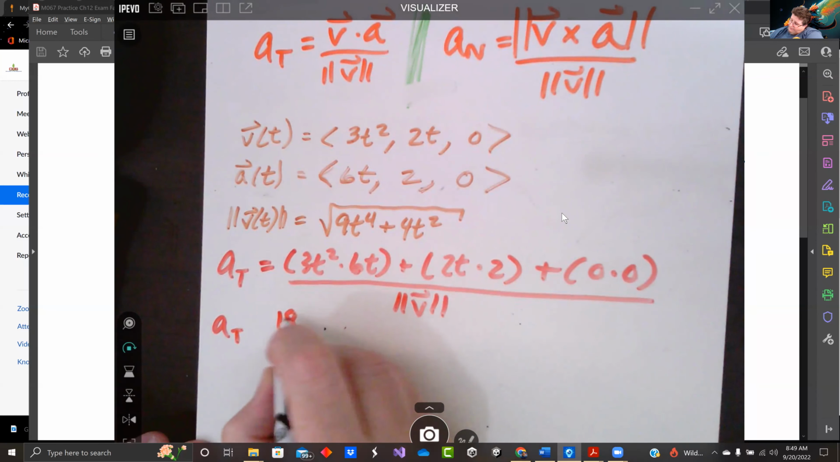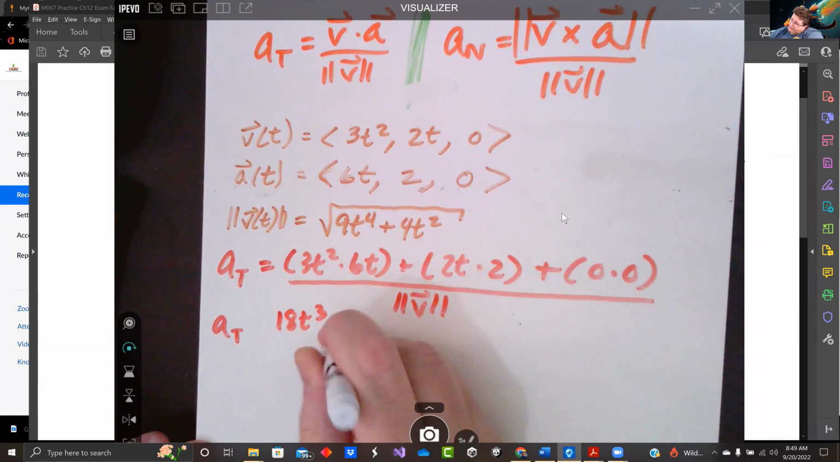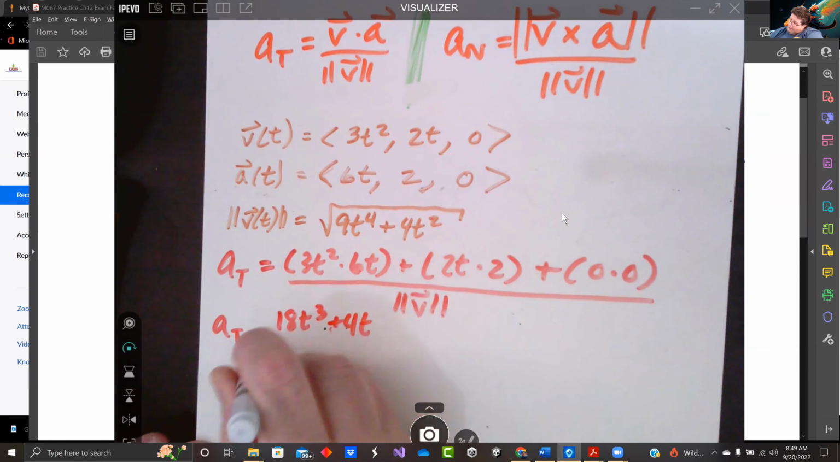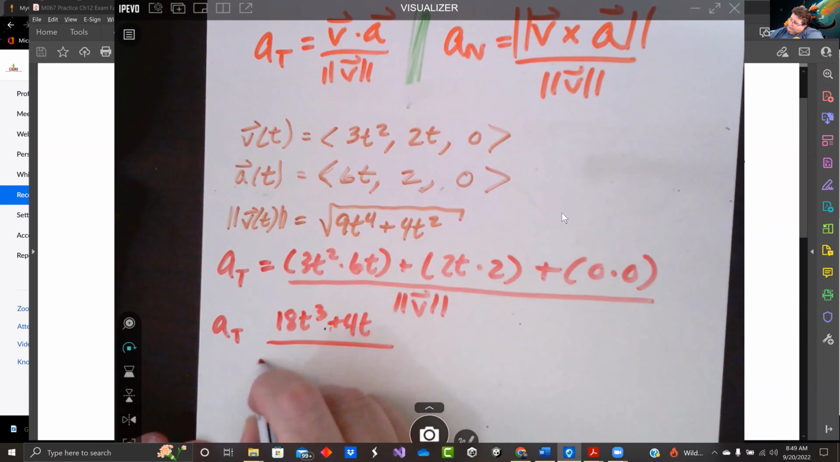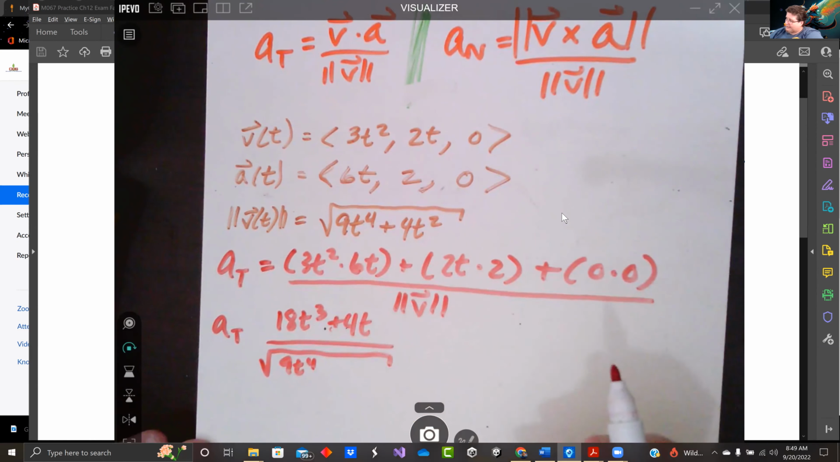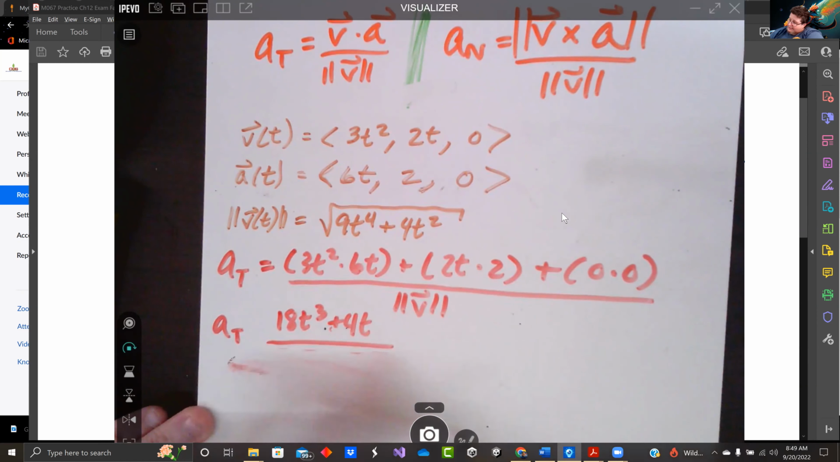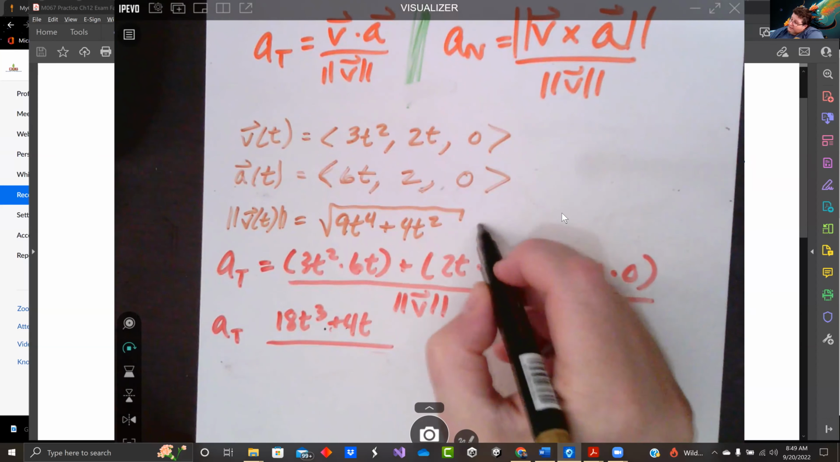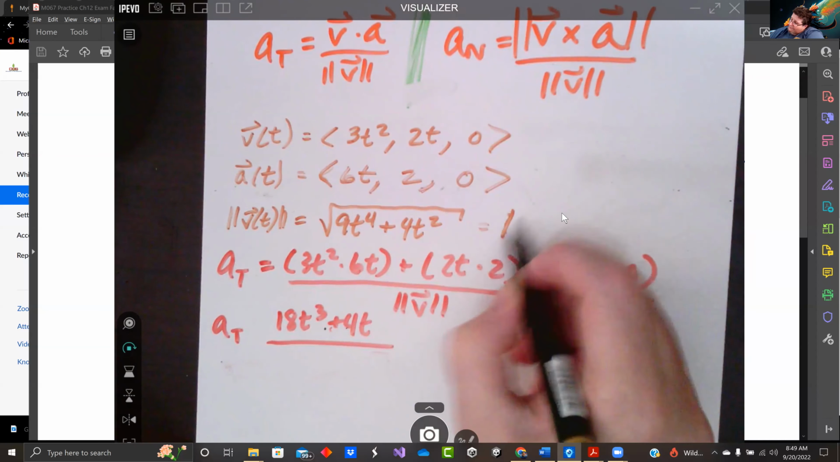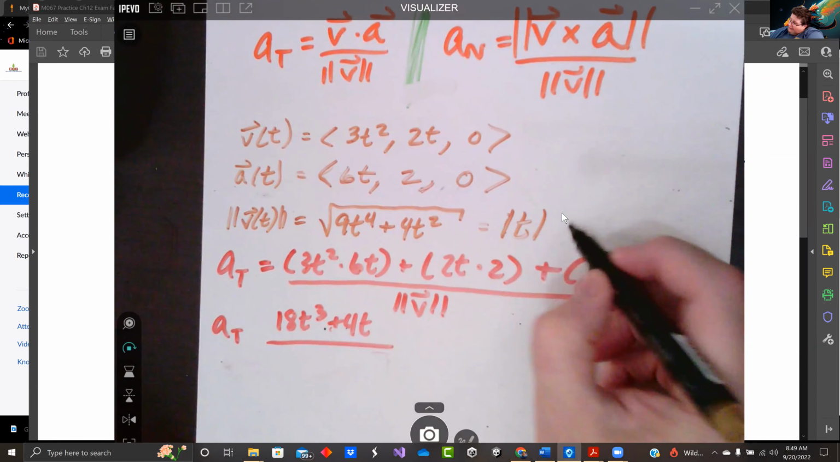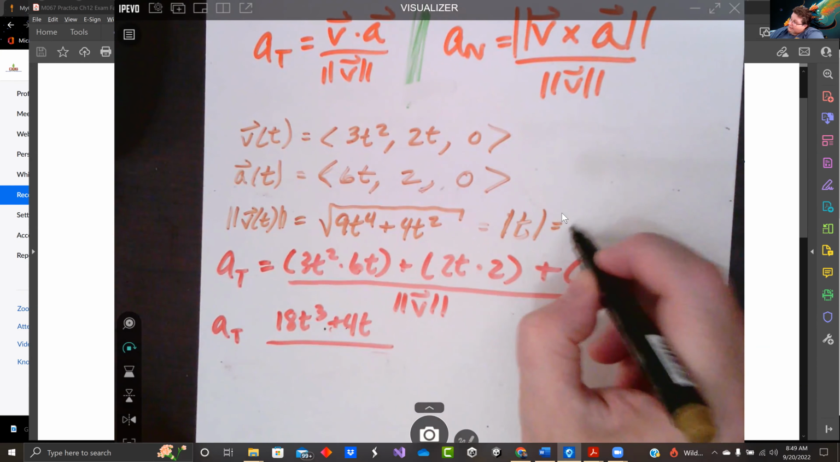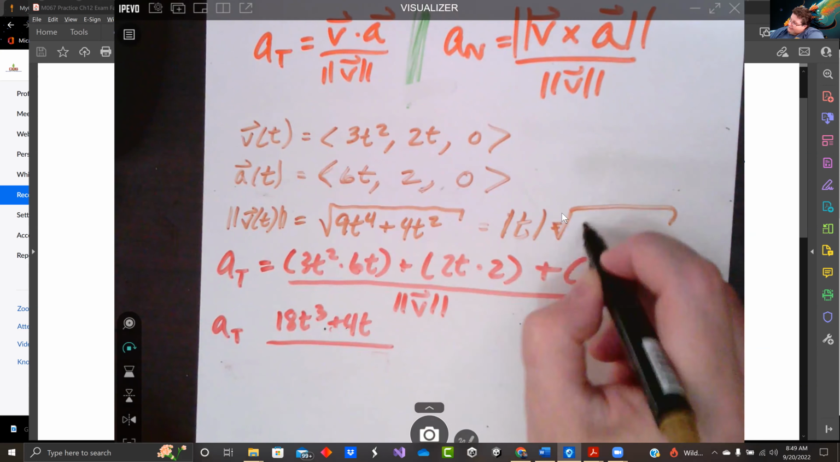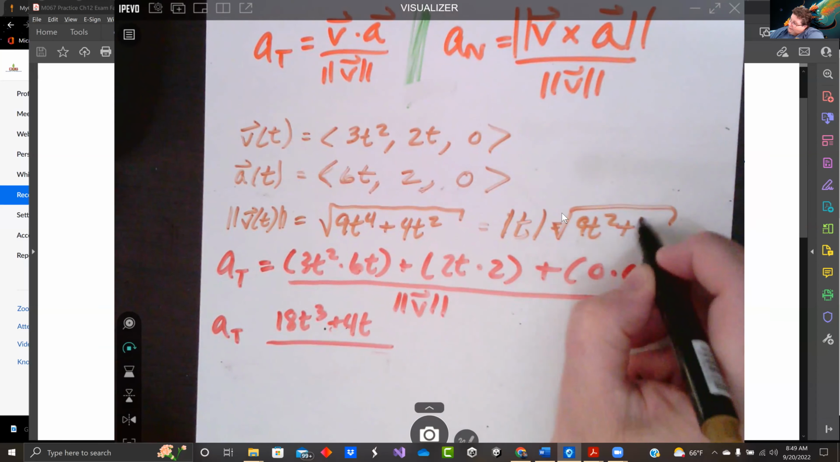18t cubed plus 4t, all over the square root of 9t to the 4th. I don't know that I like 9t to the 4th. I'm going to rewrite that because that's just sloppy work right there. I can factor out a t squared, and this becomes the absolute value of t, and then we got the square root of 9t squared plus 4.